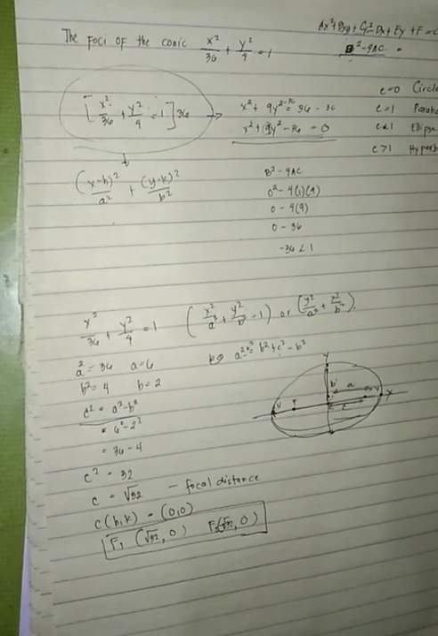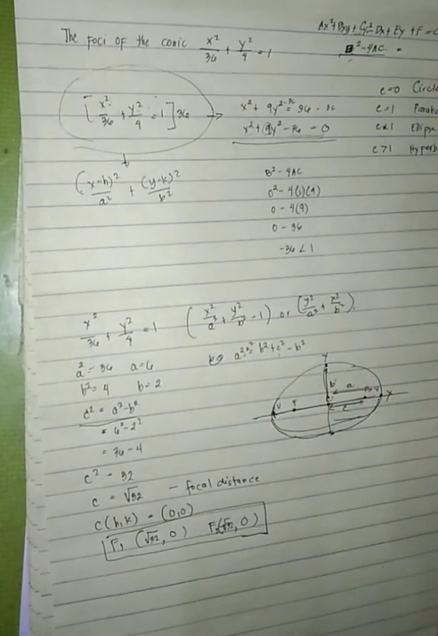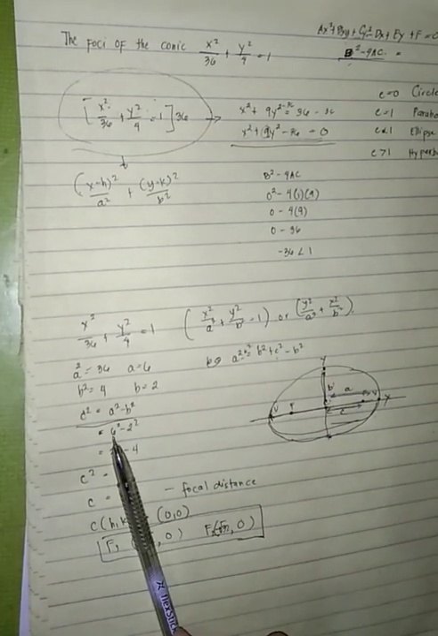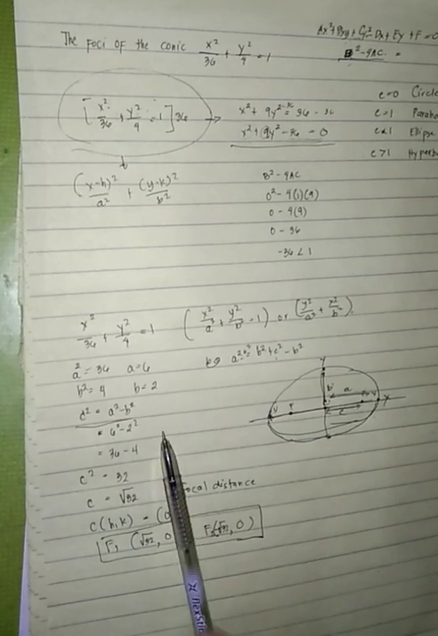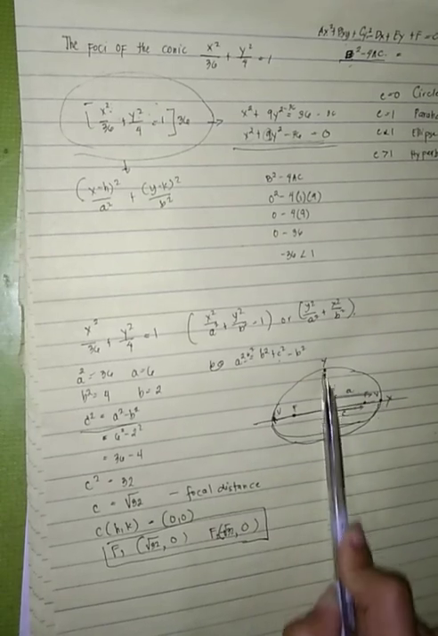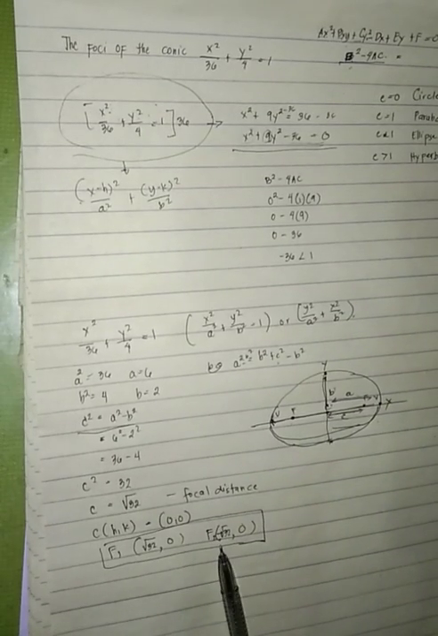First, determine if it is a circle, a parabola, an ellipse, or a hyperbola. Next, if it is already determined, solve for a, b, and c. Then, determine if it is in the major axis or minor axis, and solve for the unknown.